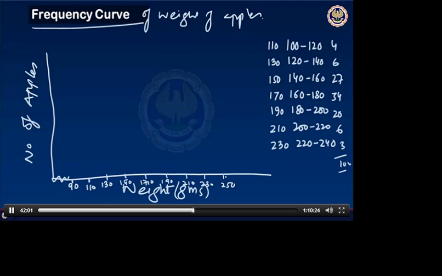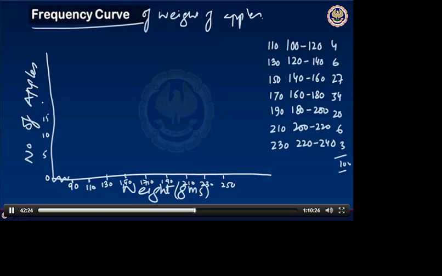So at 110, which is a midpoint, there are 4 apples. So here also I'm going to put numbers. 0, let's take an interval of 5. So this is 10. This is 15. This is 20. Then we have 25. And then finally we can have 30 and another one as 35.